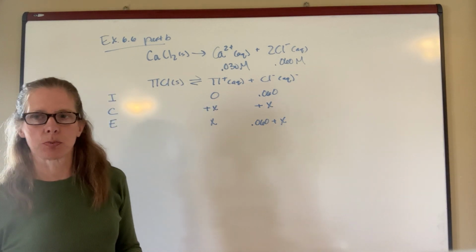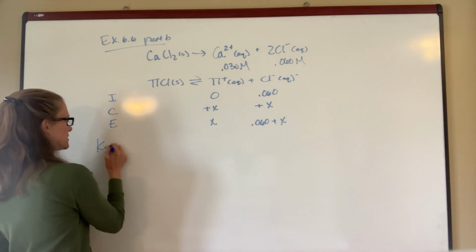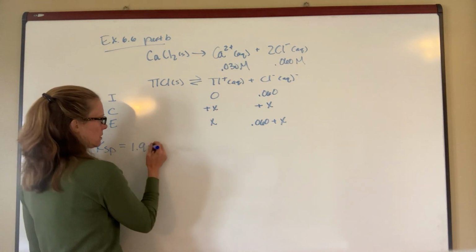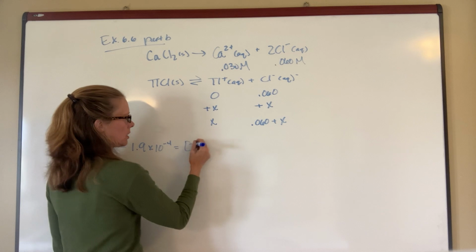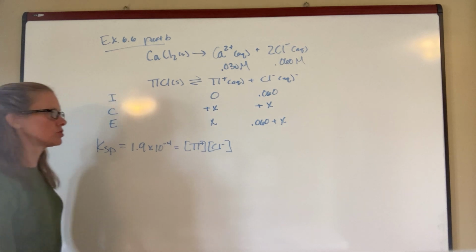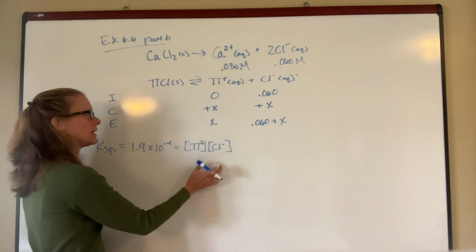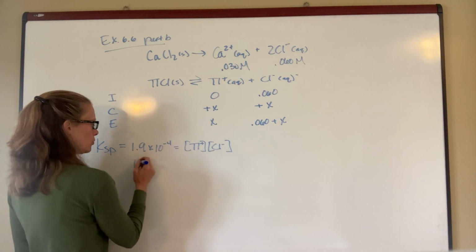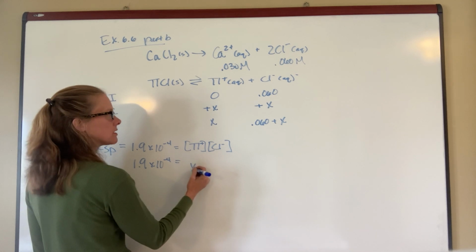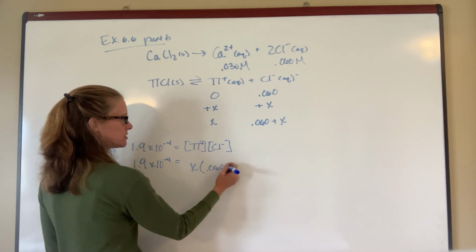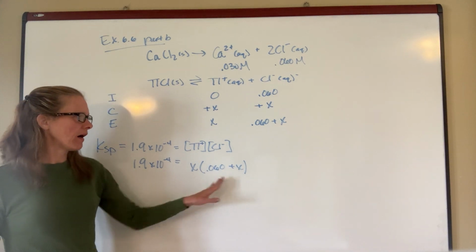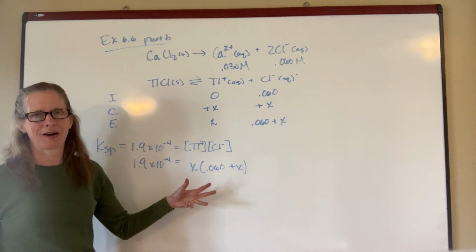Now I can plug that into my equilibrium expression. So KSP equals 1.9 times 10 to the minus 4. And I'm going to have thallium ion and chloride ion concentrations to finish that up there. So now I can take these concentrations and I can plug them in. 1.9 times 10 to the minus 4 equals thallium ions are X, chloride ions are 0.060 plus X. Okay. Now, if I multiply that out, that will give me an X squared.